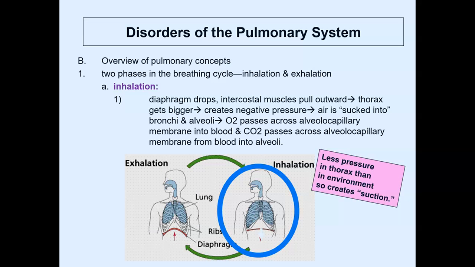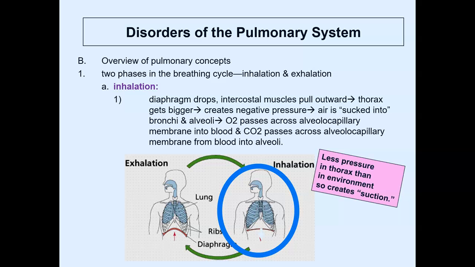Hello, everybody, and welcome to part 2 of the pulmonary disorders. We completed the ABG section, and now we're going to talk about the actual pulmonary disorders. But before we get to the pulmonary disorders, let's review some basic anatomy and physiology as it relates to the pulmonary system. We go back to the beginning.